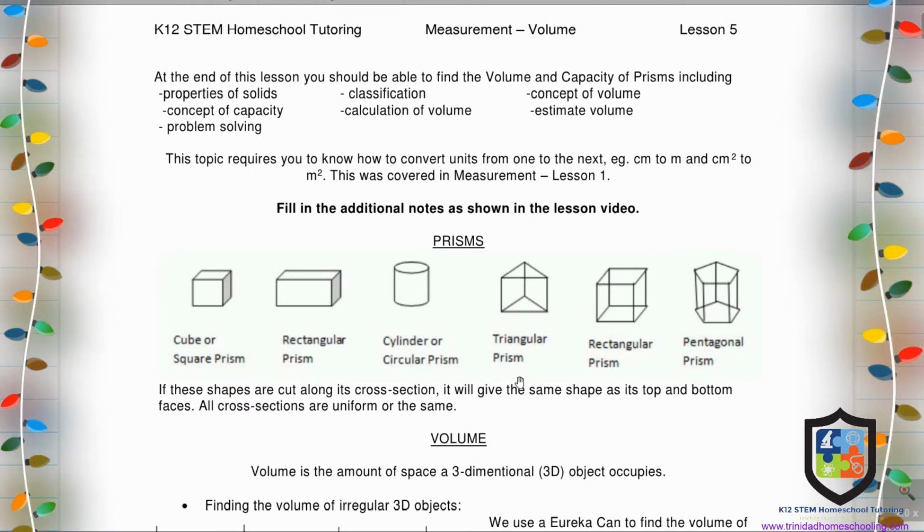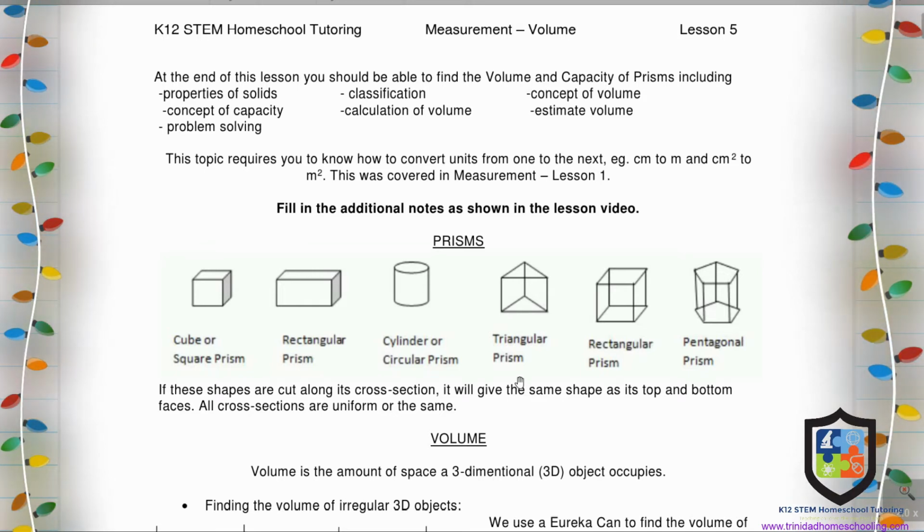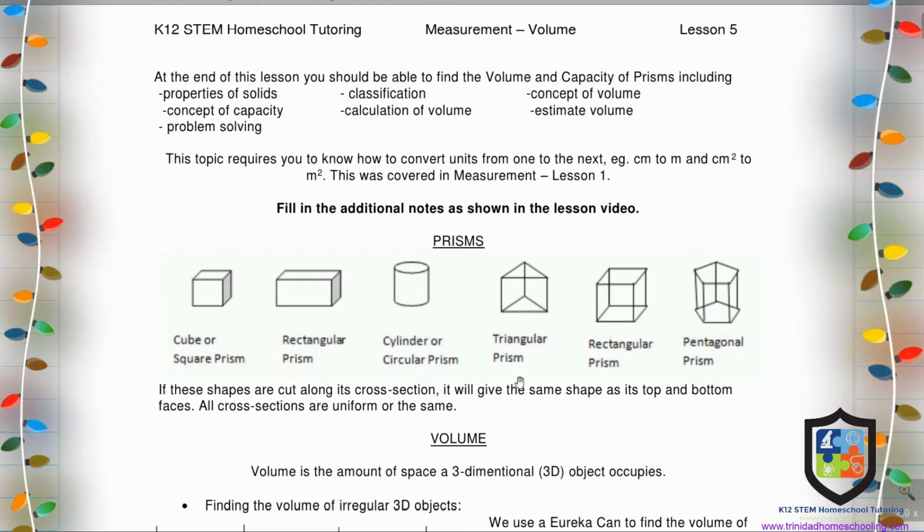Now, at the end of this lesson, you should be able to find the volume and capacity of prisms. You should be able to understand the difference between volume and capacity and understand some properties of solids, the concept of capacity, problem solving, classification of solids, calculation of volume, the concept of volume and the difference between that and capacity, and estimate a volume. So this topic requires you to know how to convert units from one to the next.